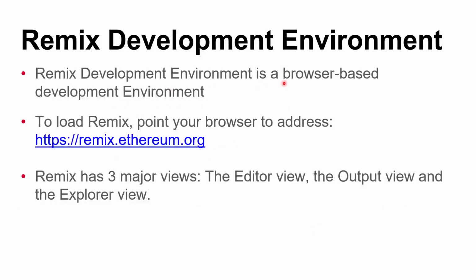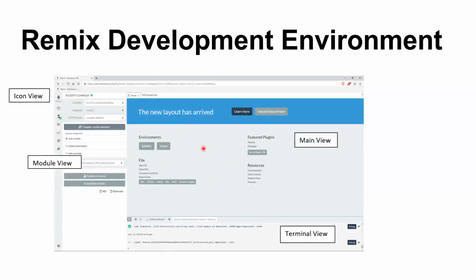The Remix development environment, again, is browser-based, and to load it, you point your browser address at remix.ethereum.org. Remix has three major views: an editor, the output of the console, and an explorer view. So we take a look here. We can see what will be the editor. You can choose either Solidity or Vyper as the language. This will be the editor or the main view. Then we'll have the terminal view with a console here, the module view, which gives us all of our tools for the various modules, and then an icon view or menu up here.